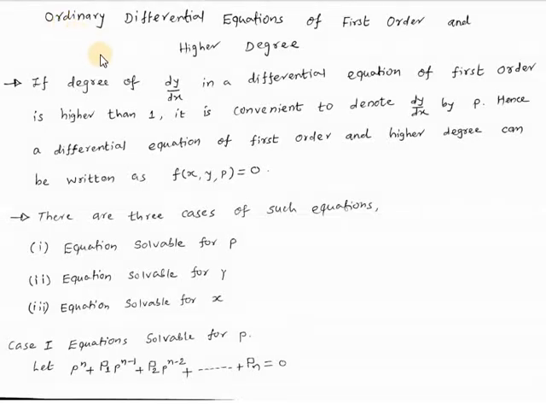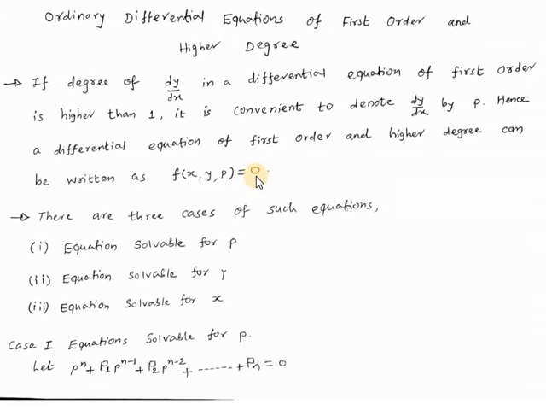Hello students, today we will discuss a new topic, that is ordinary differential equations of first order and higher degree. If the degree of dy by dx in a differential equation of first order is higher than 1, then it is convenient to denote dy by dx by capital P. Hence a differential equation of first order and higher degree can be written as f of x, y and p equal to 0.